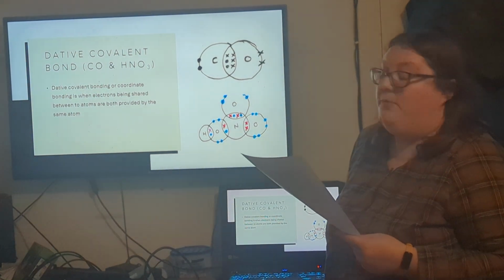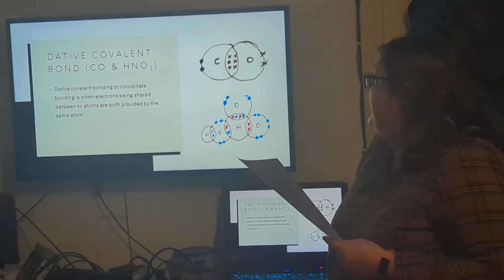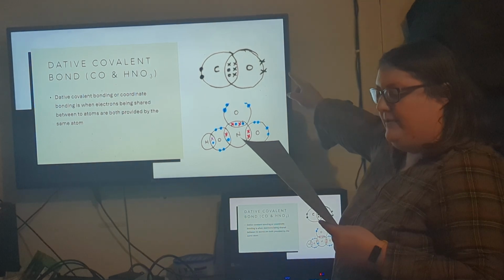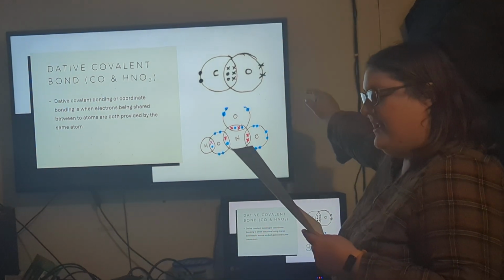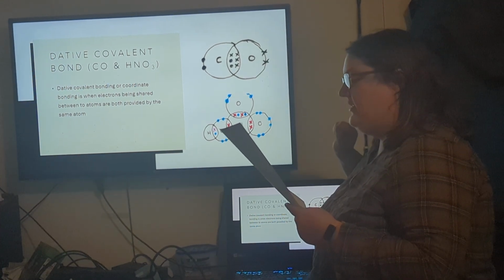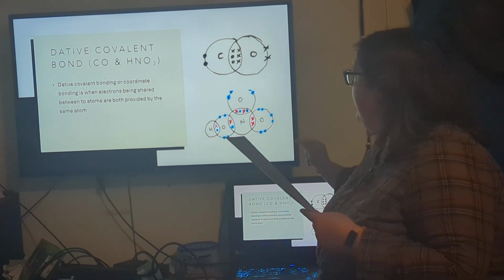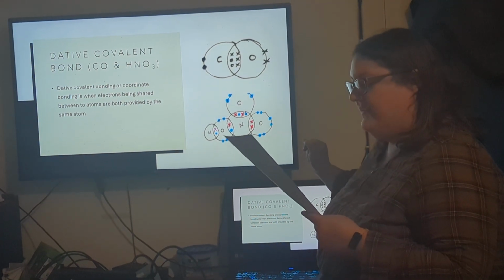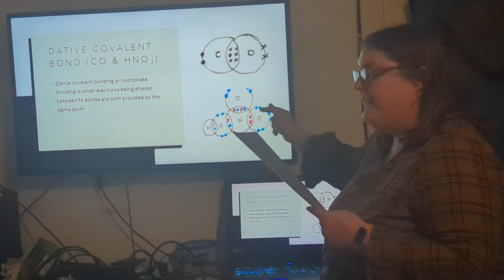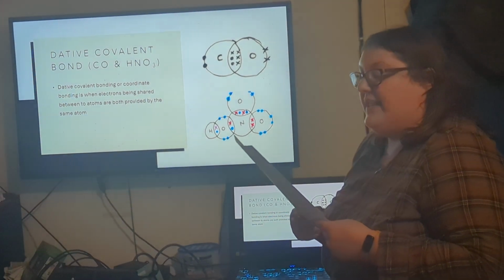Dative covalent bonding, or coordinate bonding, is when the electrons being shared between the atoms are both provided by the same atom. Examples of this include carbon monoxide, where both of the electrons in one of the pairs of the triple covalent bond are provided by the oxygen, so these are the top one here, and hydrogen. Another example would be nitric acid, in which one of the oxygen atoms bonded by nitrogen doesn't provide any of the electrons to the covalent bond.